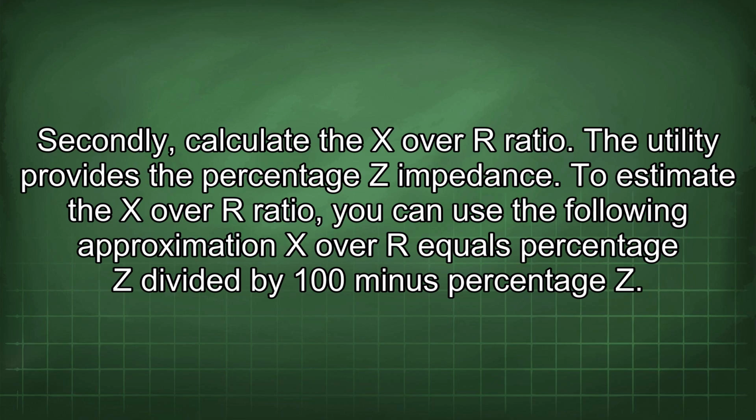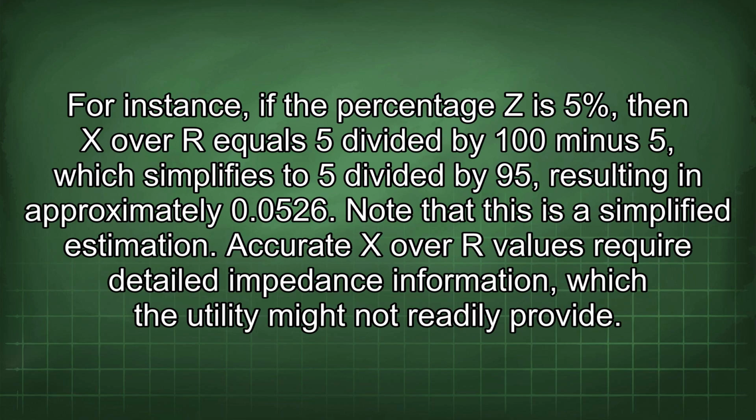Secondly, calculate the X over R ratio. The utility provides the percentage C impedance. To estimate the X over R ratio, you can use the following approximation: X over R equals percentage C divided by 100 minus percentage C. For instance, if the percentage C is 5%, then X over R equals 5 divided by 100 minus 5, which simplifies to 5 divided by 95, resulting in approximately 0.526. Note that this is a simplified estimation. Accurate X over R values require detailed impedance information, which the utility might not readily provide.